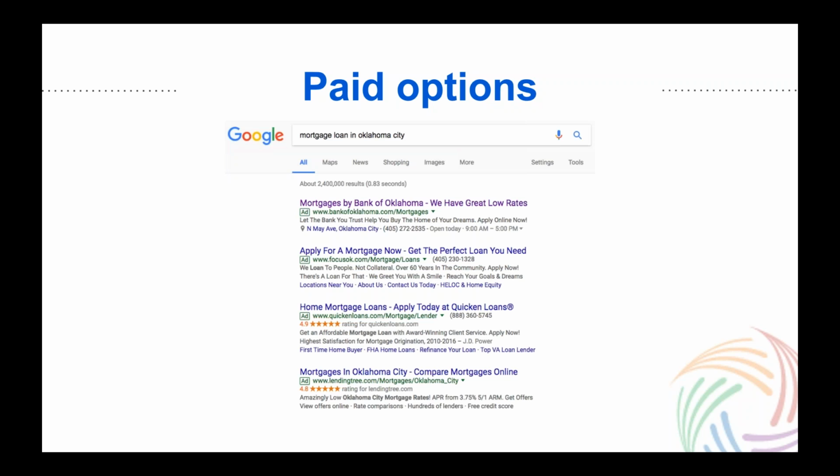So I just did a search. I'm here in Oklahoma City. I just did a search for like mortgage loan in Oklahoma City. Those 4 results right there at the top, those are all ads. Bank of Oklahoma, Focus OK, those are local. And then you see the 3 and 4 is Quicken Loans and LendingTree. I'm going to guess that they either have this really well targeted, or that they are paying a good amount to show up above Quicken and LendingTree there.